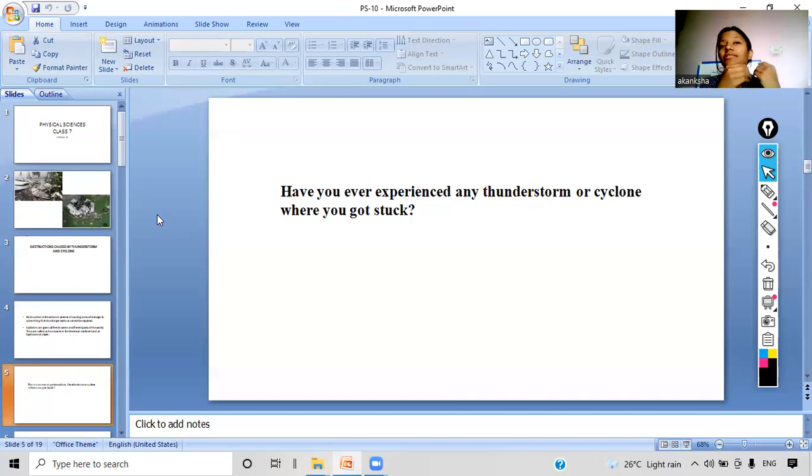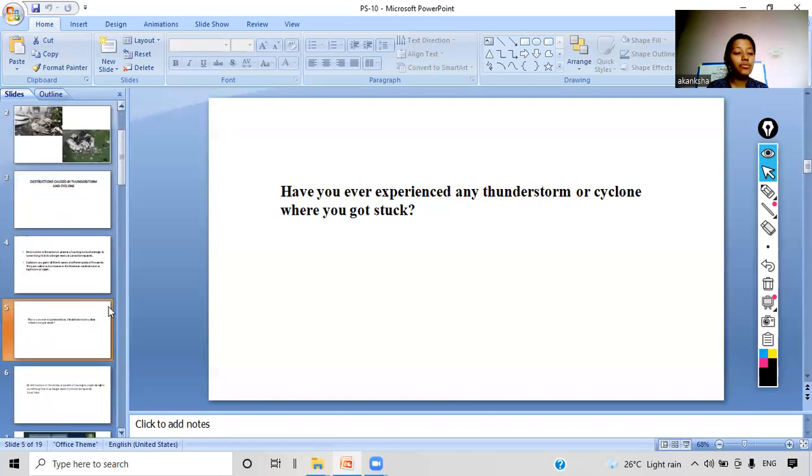So from this experience, we can see how dangerous thunderstorms are, right? And in newspapers also you must have heard news like a man got struck by lightning and died on the spot. This is also one of the destructions caused by the thunderstorm, and the same is with the cyclone. These thunderstorms and cyclones are mostly during which season? Yes, they are mostly during the rainy season. Very good. So this was all about our curiosity question.